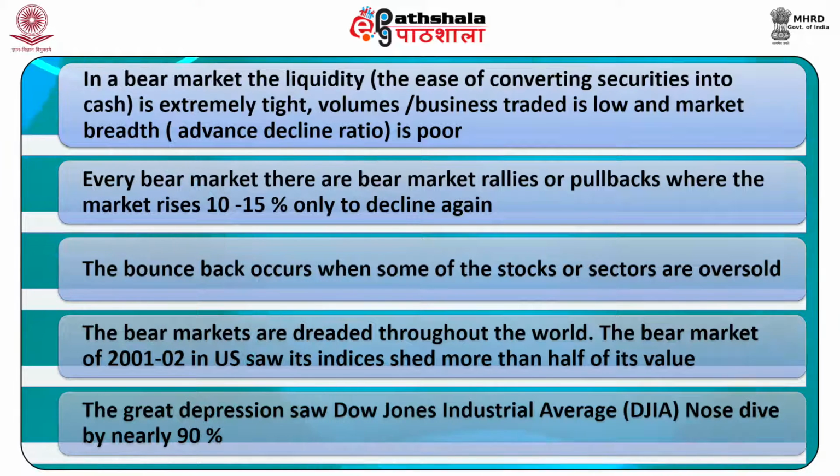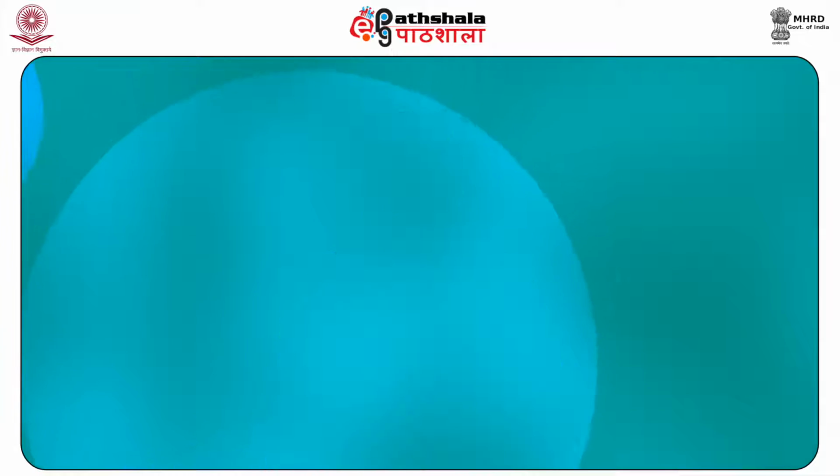The bear market of 2001 to 2002 in US saw its indices shed more than half of its value. Similarly, the Great Depression in 1930s saw Dow Jones Industrial Average, which is DJIA, nosedive by nearly 90%. So historically, bear markets usually precede the great bull run in markets. A market enters a bull phase when the sentiment turns buoyant, which is the result of a series of positive developments that beat the expectations of the market.